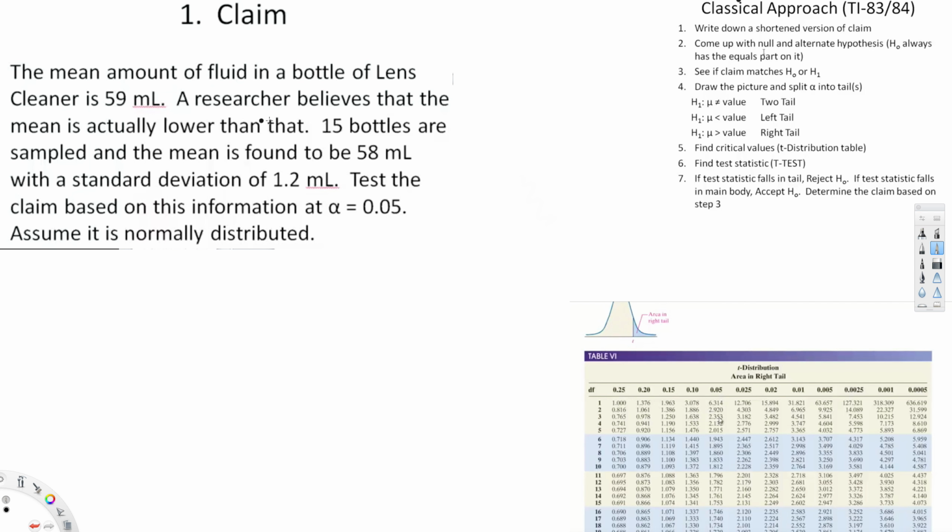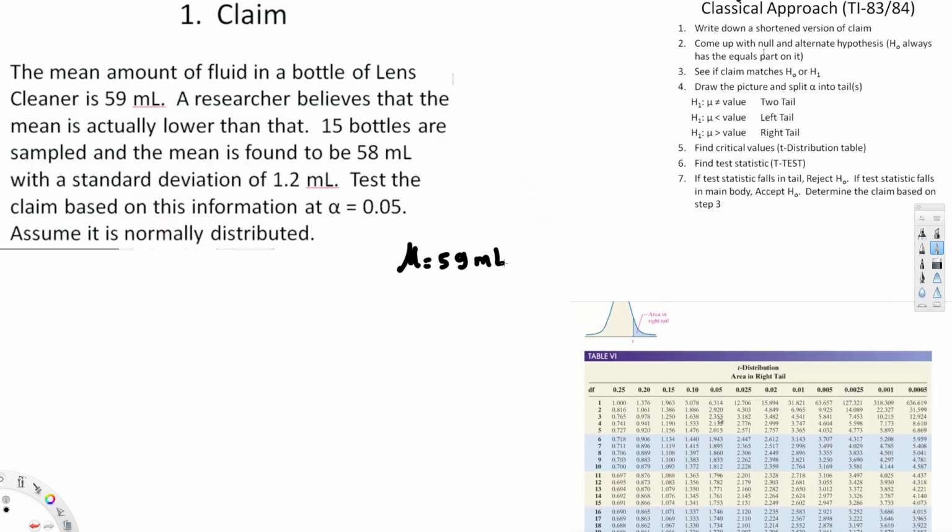Assume it is normally distributed. So here they are asking to test the claim. Now here we are going to use the classical approach, and to do the classical approach you have to follow these steps. Let's go ahead and put the information first. First they are saying the mean amount of fluid in the bottle is 59 milliliter. So we know that mu is equal to 59 milliliter.